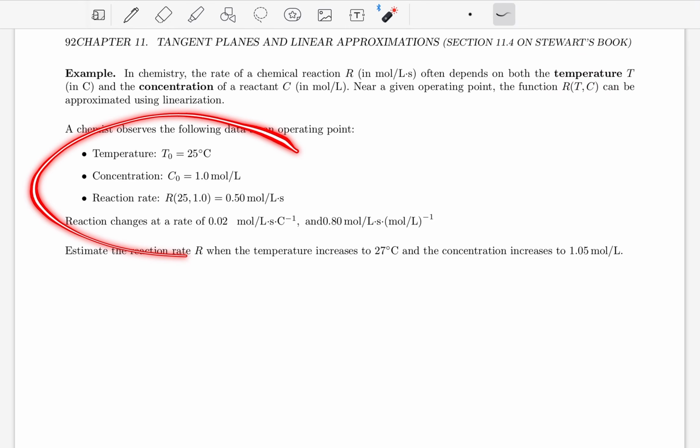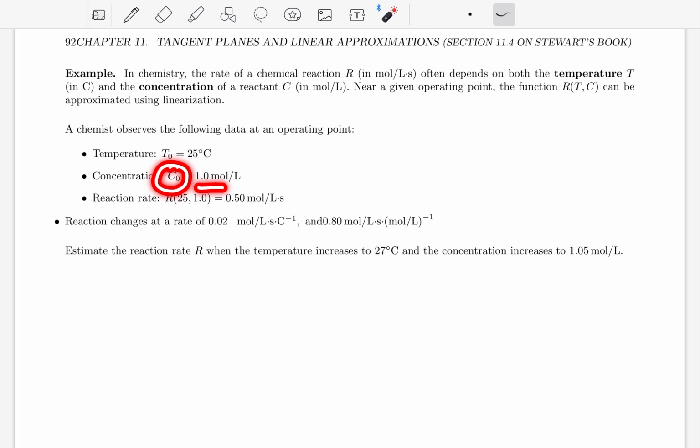We have two variables, so it's like T is x and C is y, okay? Now, this is the information we have. T naught, the initial temperature, is 25 degrees Celsius. The initial concentration is 1 mole per liter. The reaction rate at the initial point is 0.5, and then the reaction changes at a rate. So these are derivatives, right? The reaction changes at a rate of, here we have temperature and here we have concentration. So this is the change in the reaction with respect to temperature, and this is the change in the reaction with respect to concentration.